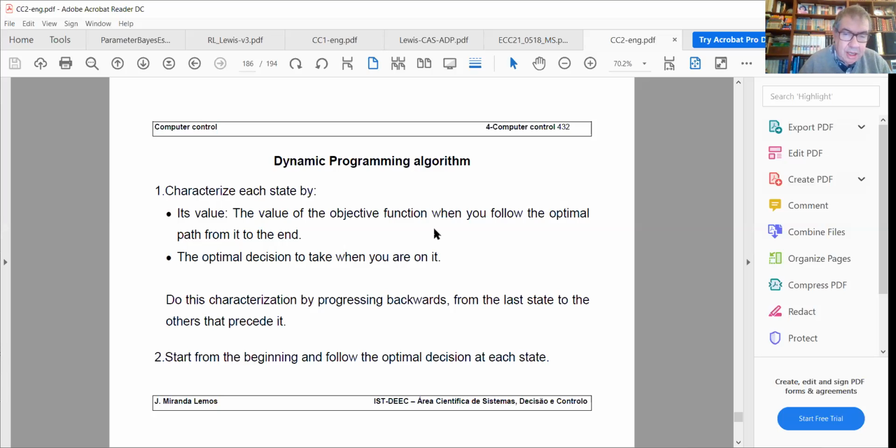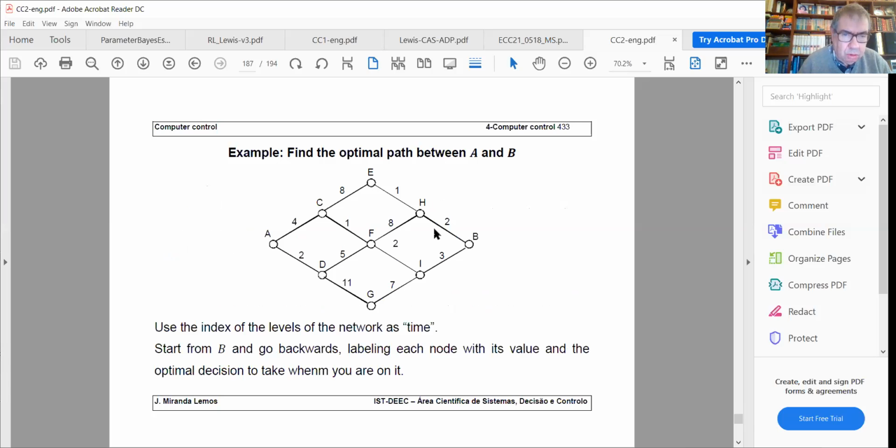But we are going to solve at least one problem with this method, and then I will tell you why I am speaking about this approach to optimal control.